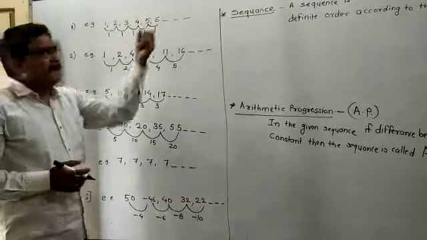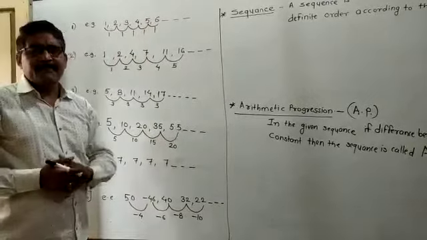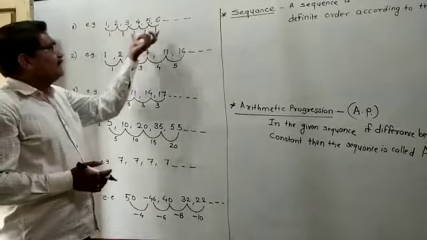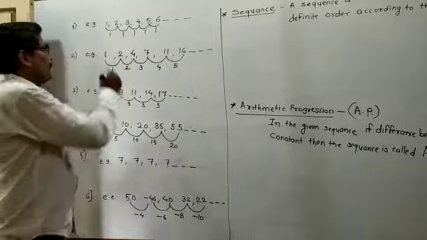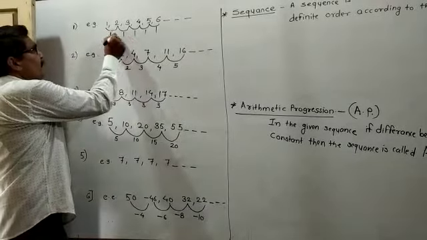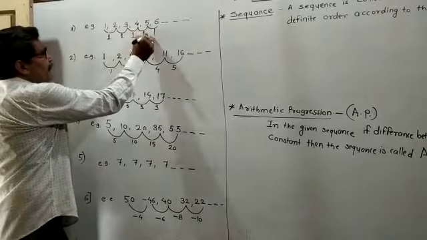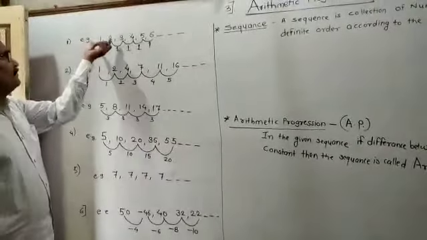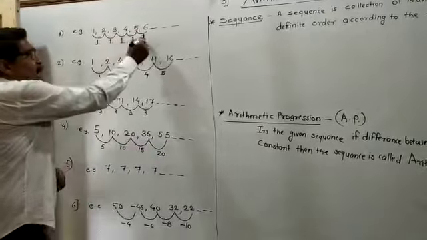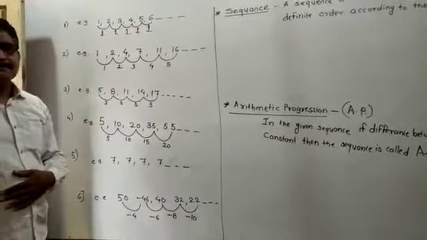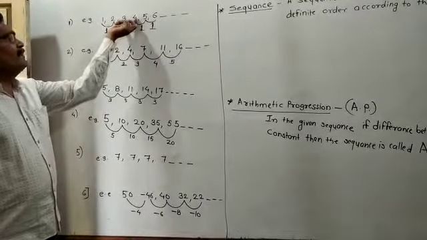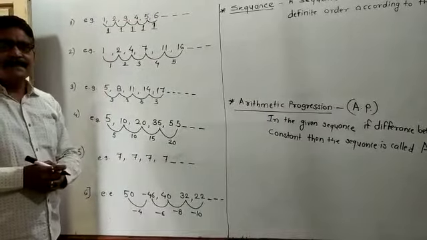After 6, 7 will come. After that 8 will come. After that 9 will come. So this is one type of pattern. And if you observe, the difference between two consecutive terms is the same. Whatever the difference between the first two numbers, that is the same as the difference between the last two numbers, or you can take the middle two numbers. The difference is the same.